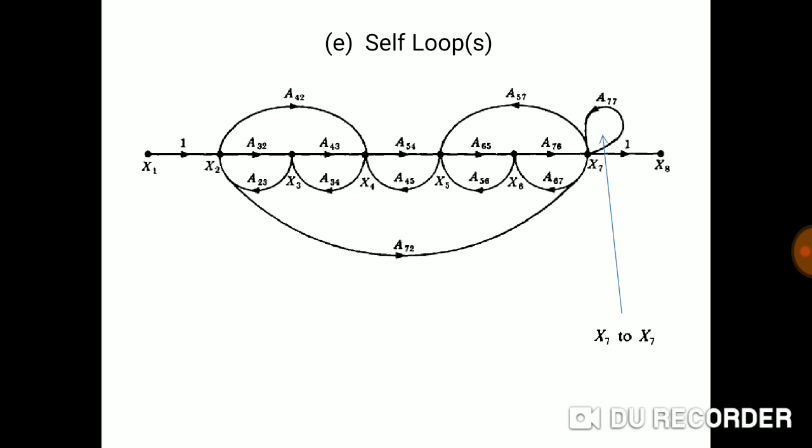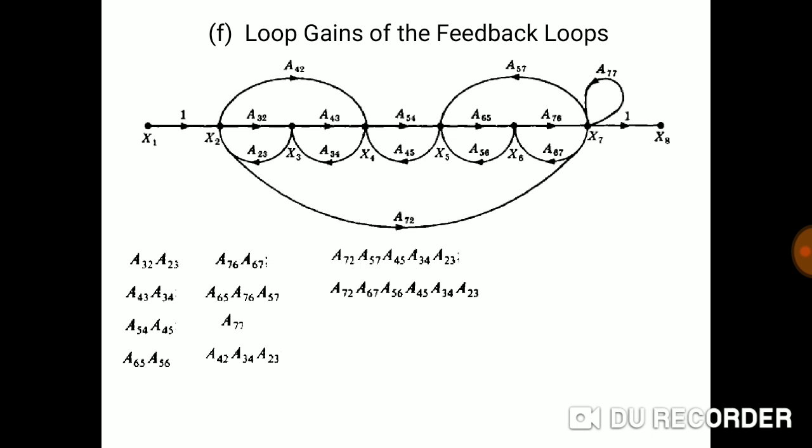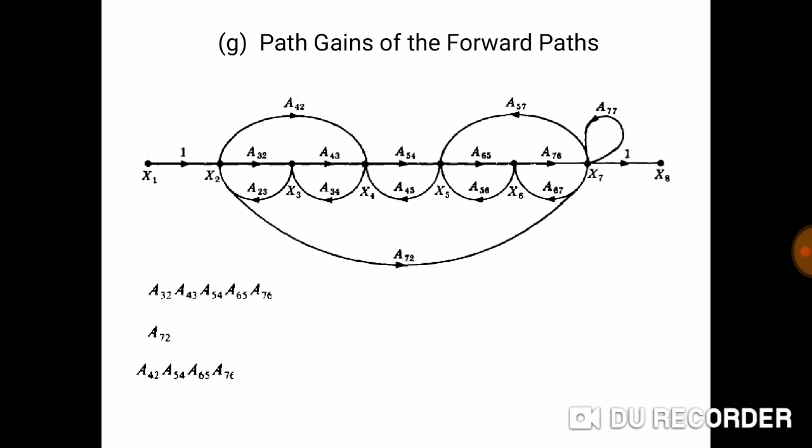As we have discussed the number of feedback loops, now we will consider the self loop. It contains only one self loop, where the starting and ending point are the same, that is X7. Then, as there are a number of loops, we'll consider the gain for all the loops. Then we'll consider the path gains for the forward paths. As we discussed in the first point, it contains three forward paths, so it has three path gains.